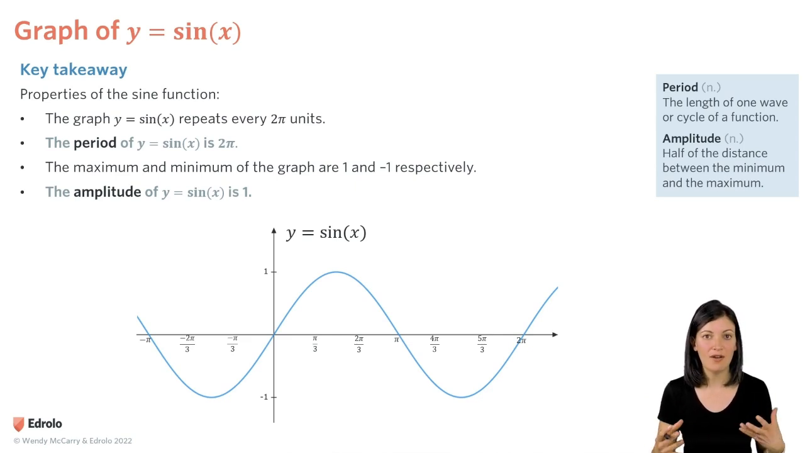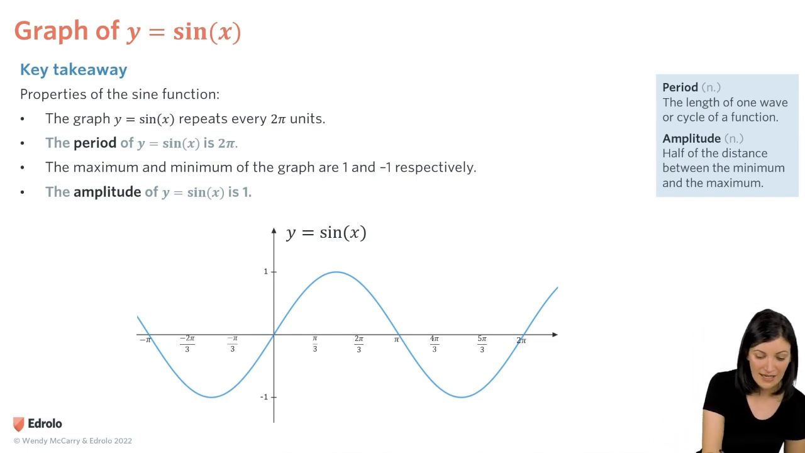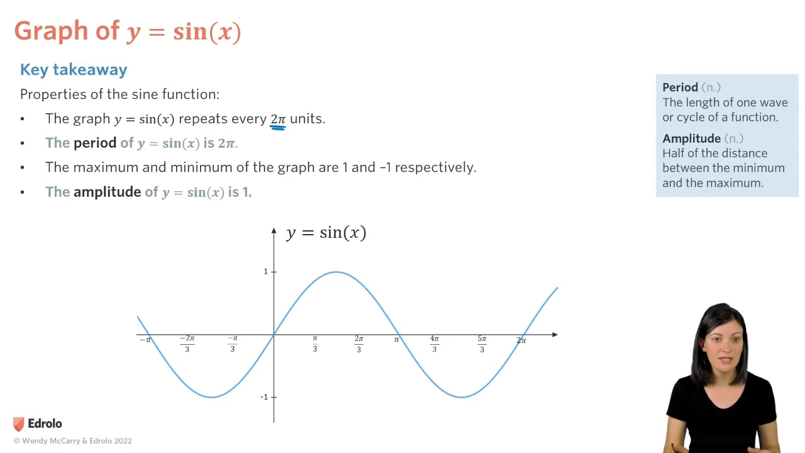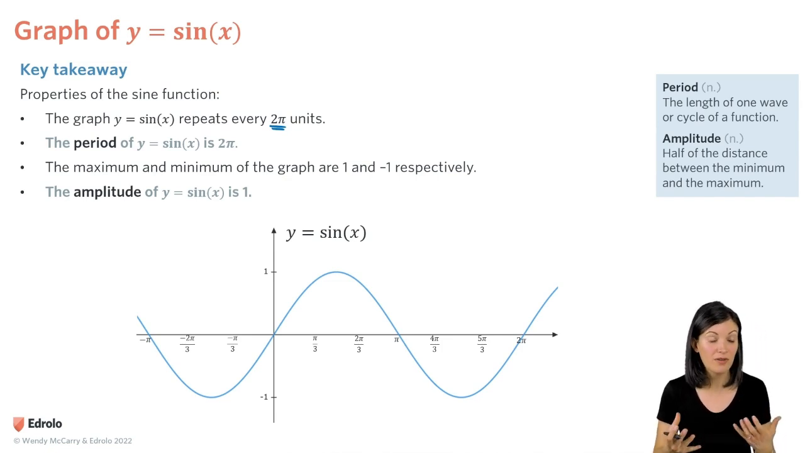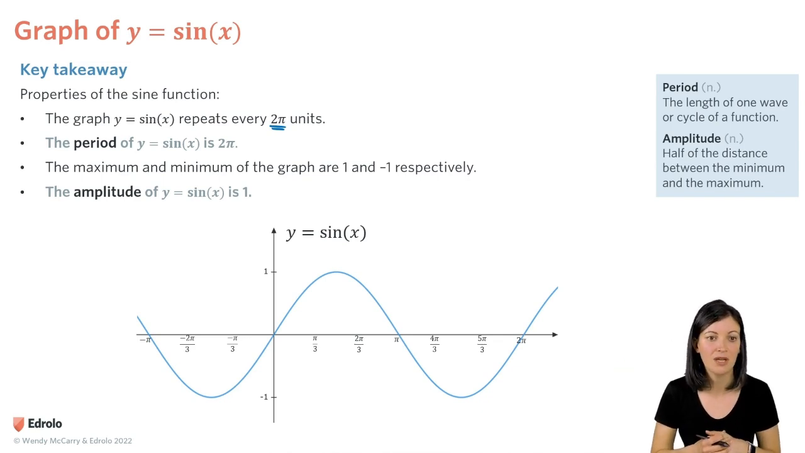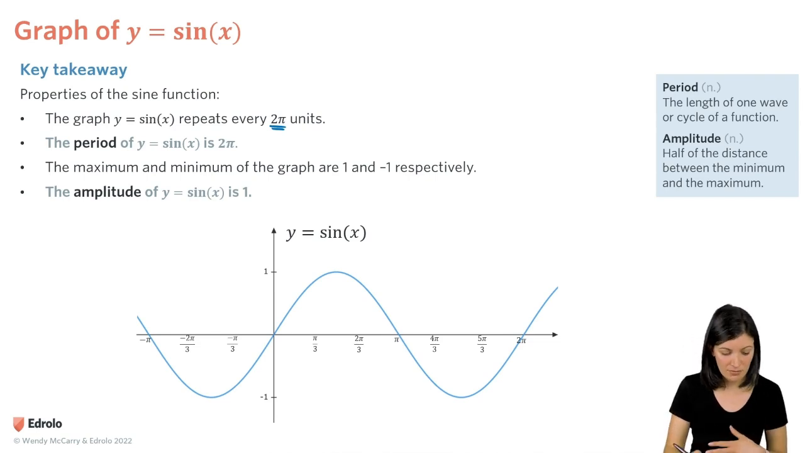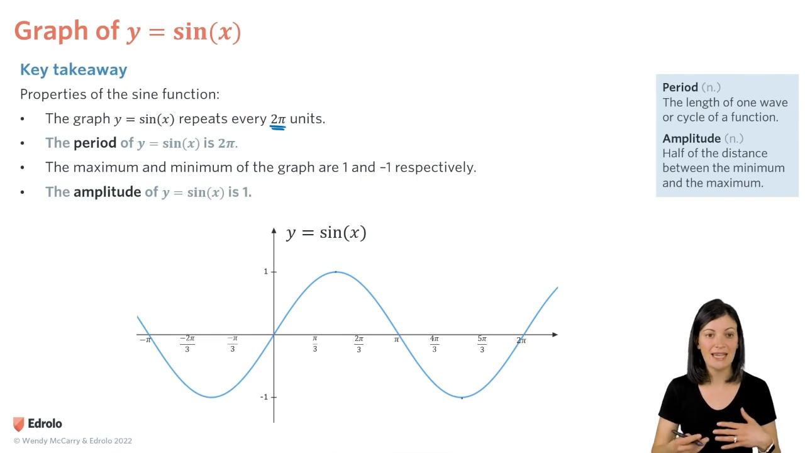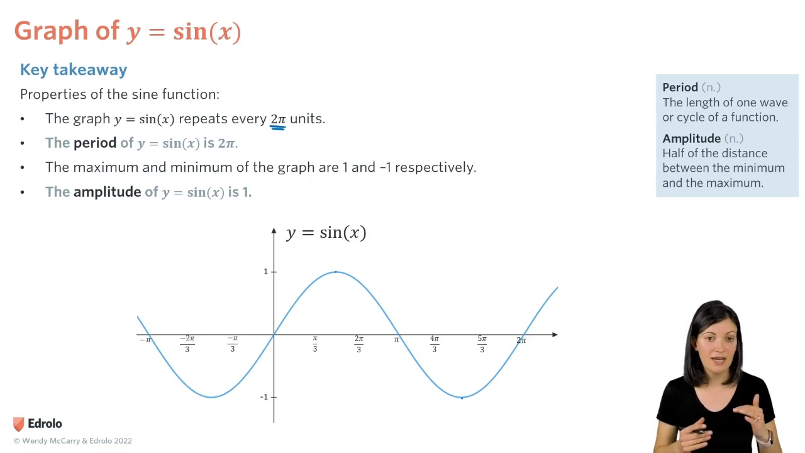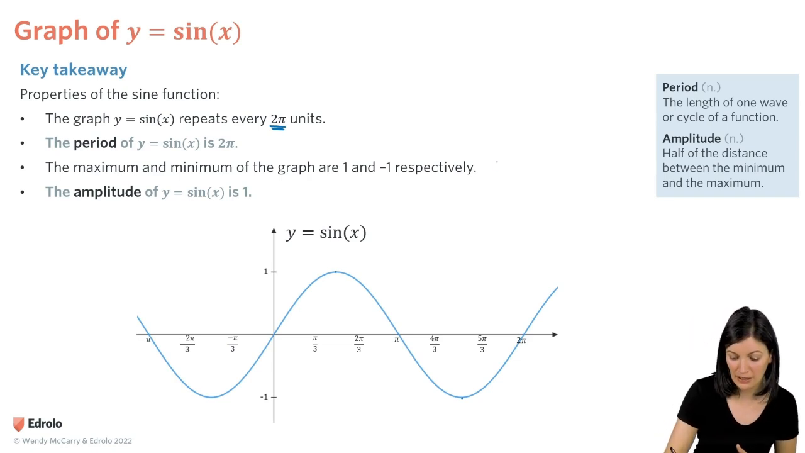So first of all, the graph y equals sine x repeats every 2 pi units. So we call this the period of the graph, or the period of the function. So the period of y equals sine x is 2 pi. So it repeats every 2 pi radians. Now the maximum of y equals sine x is 1, and the minimum is -1. This means that the range of the graph is between -1 and 1, and we might write that like this.